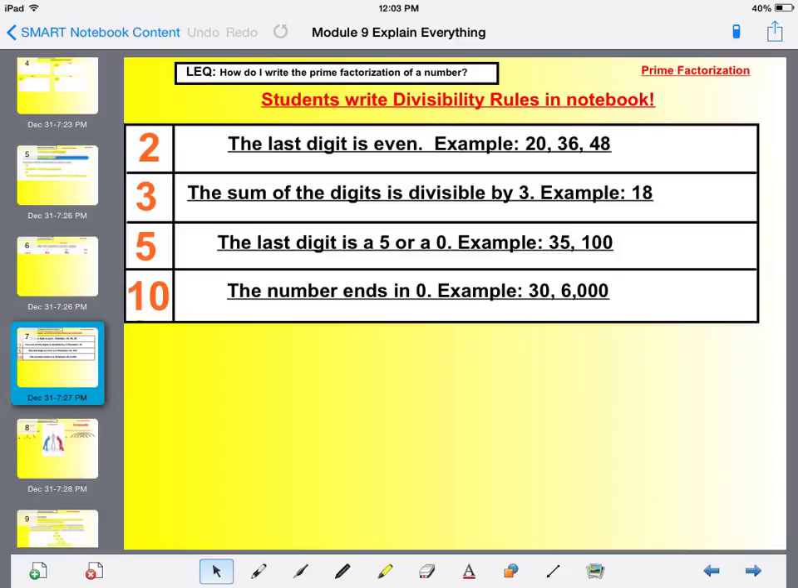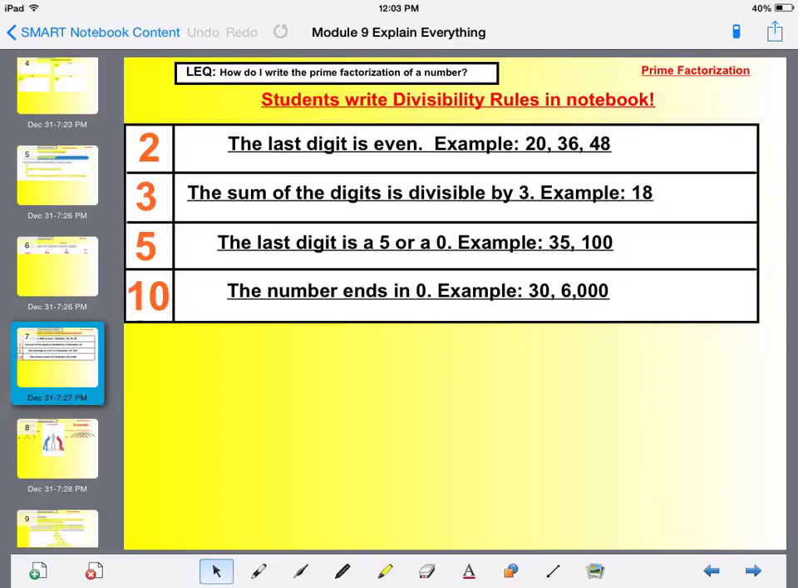In class, we talked about the importance of knowing the divisibility rules, and there is a wonderful poster in our classroom. For the purposes of this lesson, we talked about just the more common divisibility rules. So we're going to talk about the divisibility rules of 2, 3, 5, and 10. The divisibility rule of 2 states that if the last digit is even, then we can always divide it by 2. So for example, anything that ends in 0, 2, 4, 6, 8 is divisible by 2.